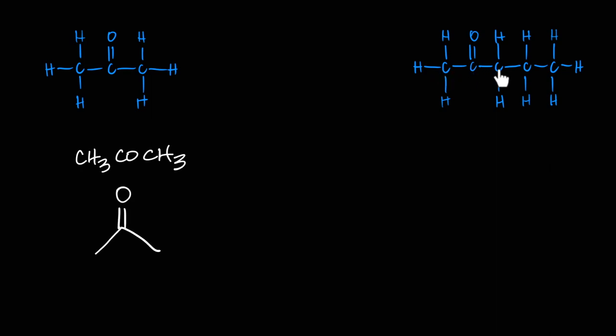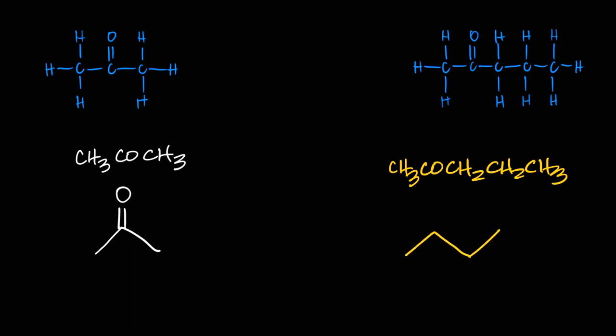This one is a 5 carbon chain. The first one is CH3, then CO, then CH2, then another CH2, and then a CH3. With 5 carbons, the skeletal is 1, 2, 3, 4, 5, and the second one has a C double bond O. So there you go, that's the skeletal for this.